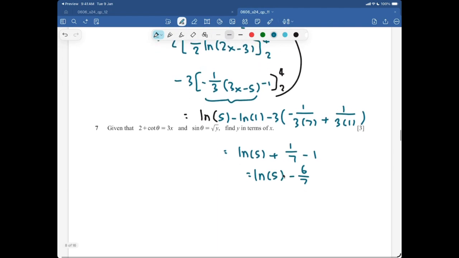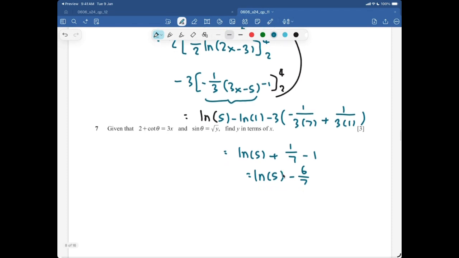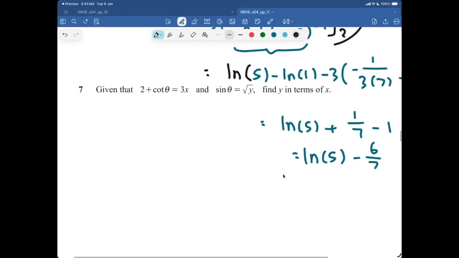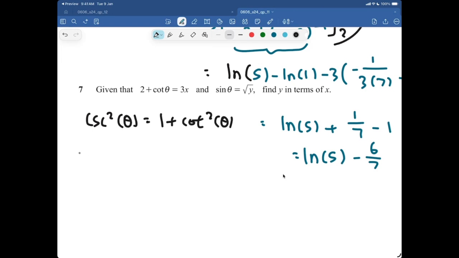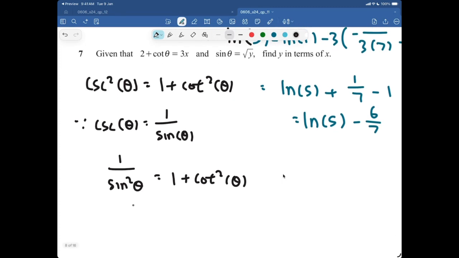So question 7 talks about some trigonometric identities. If sine theta equals root y, we first know that cosecant squared theta equals 1 plus cotangent squared theta. Since cosecant theta equals 1 over sine theta, we can say 1 over sine squared theta equals 1 plus cotangent squared theta. So 1 over y equals 1 plus cotangent squared theta.